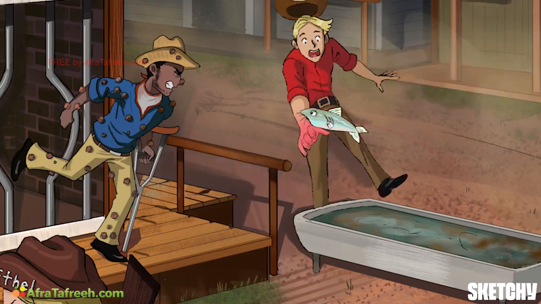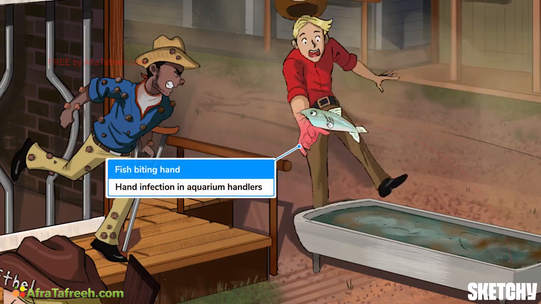Oof, this one's a biter. Bad news for this guy is good news for us, as his red swollen hand should help us remember that M. marinum infections typically involve the skin, and test writers often mention an aquarium handler who presents with a hand infection. They may even be talking about this exact guy.